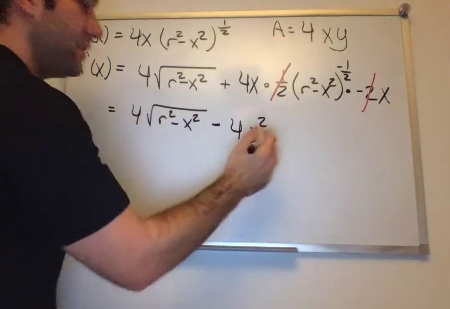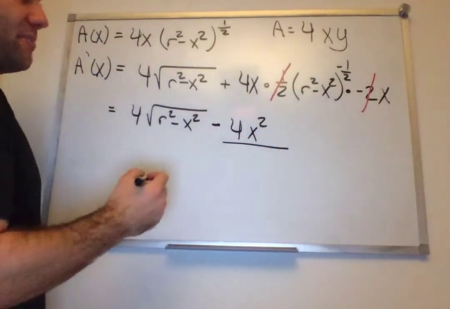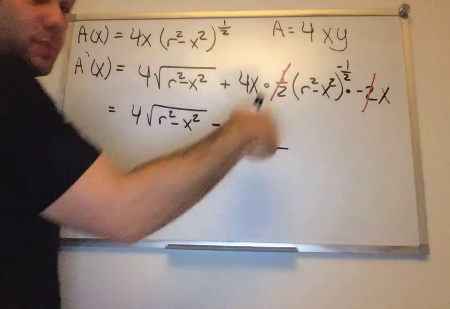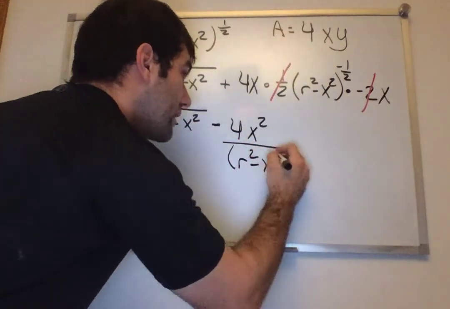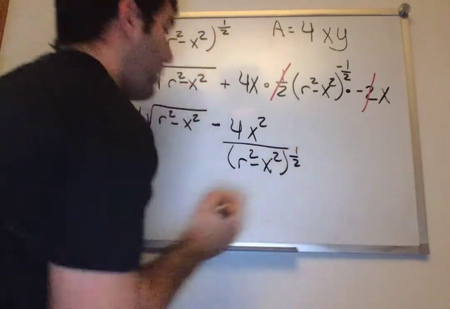Now, I'm going to write it on the denominator. Divided by, it has a negative exponent. That's why it's going on the denominator. R squared minus x squared to the 1/2 power.